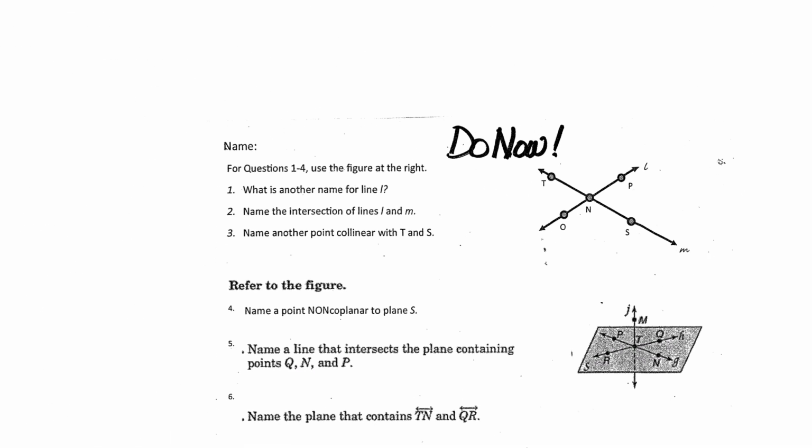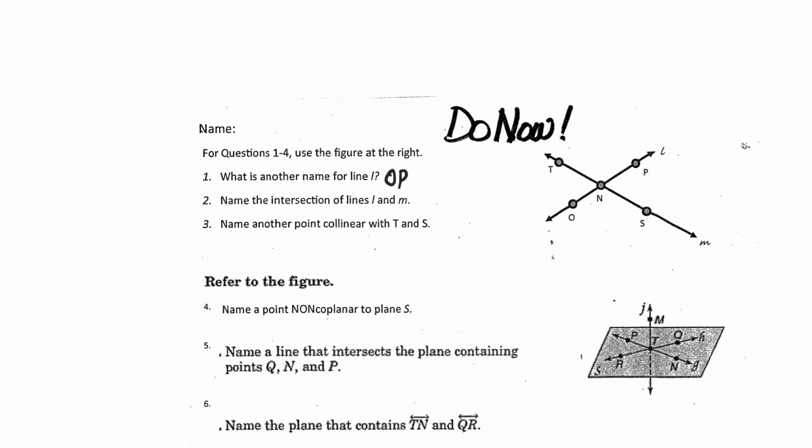Okay, I could call it OP. Or I could flip that around and say PO, that'd be fine. What's another name I could give to line L? NO. Or again, I could flip those around and say ON, that'd be fine. Then what's the other way I could name line L? Okay, is PN or NP?